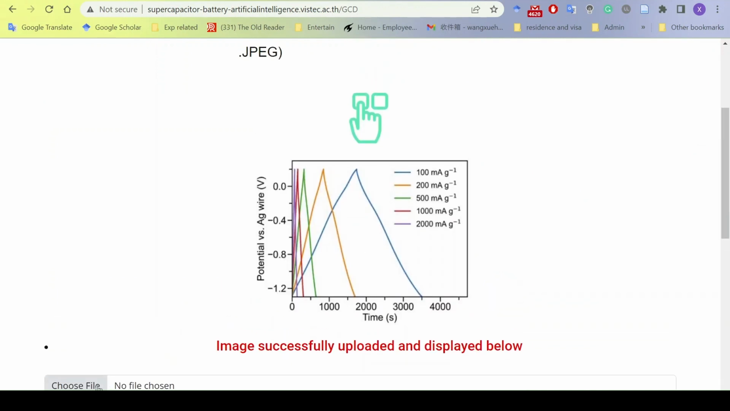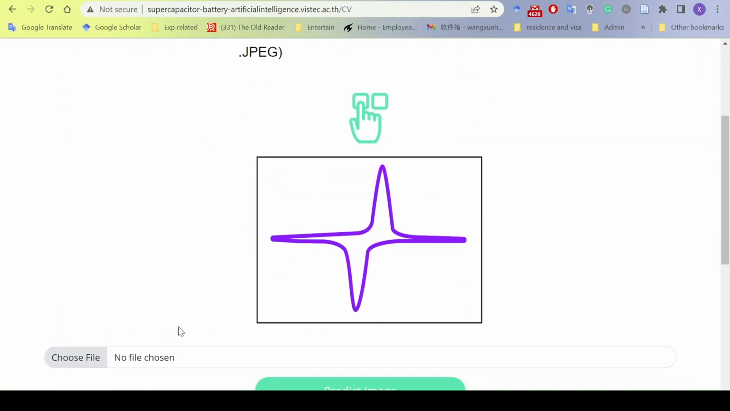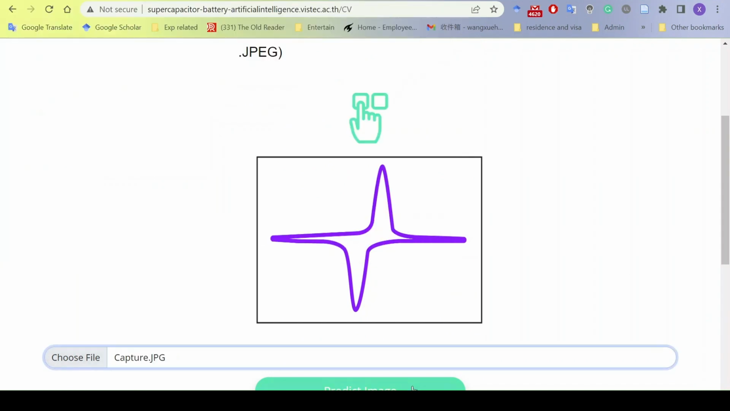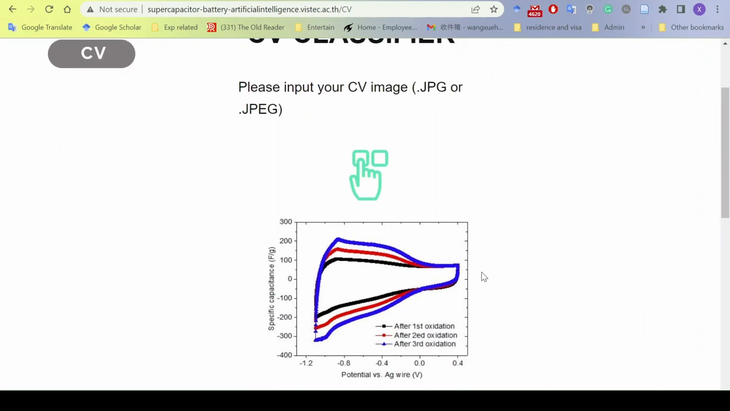Okay, then let's start with some trials on the CV curve. I will choose CV instead, and choose file. Then I will give it a real typical pseudocapacitor CV curve. This CV curve is of course not rectangular shaped. It has stronger peaks at more negative potential. So this is a very typical structure for an intercalation type pseudocapacitor. Let's see what the artificial intelligence tells us.